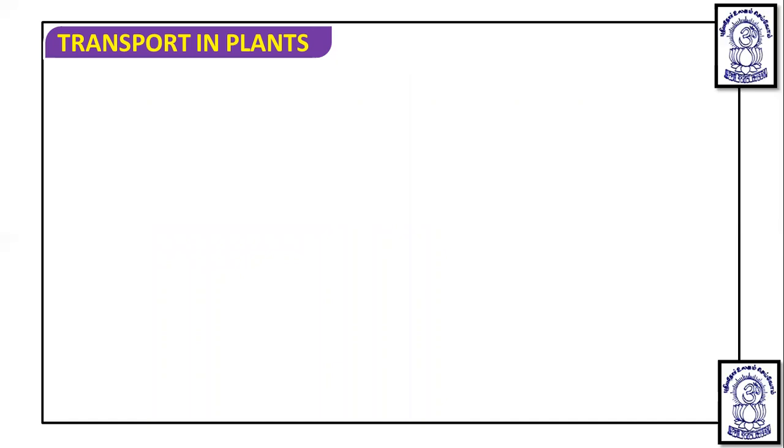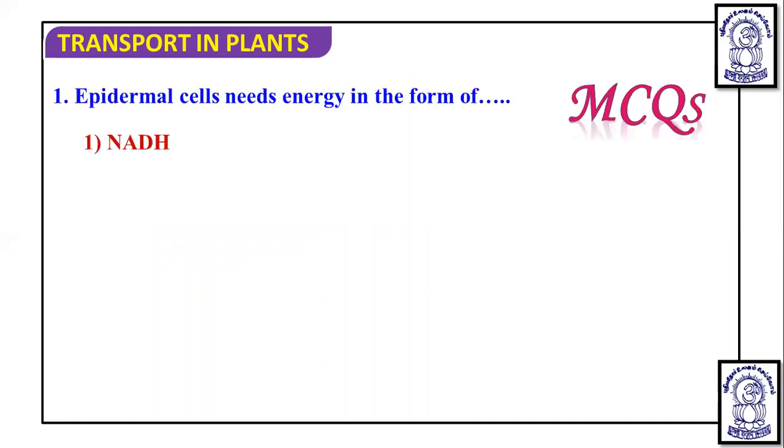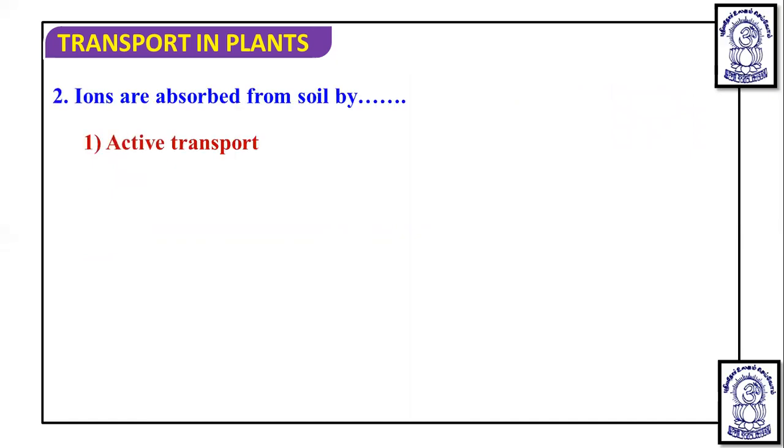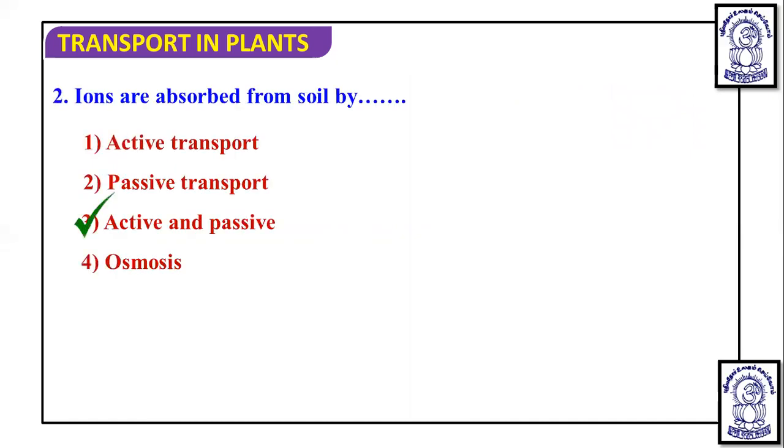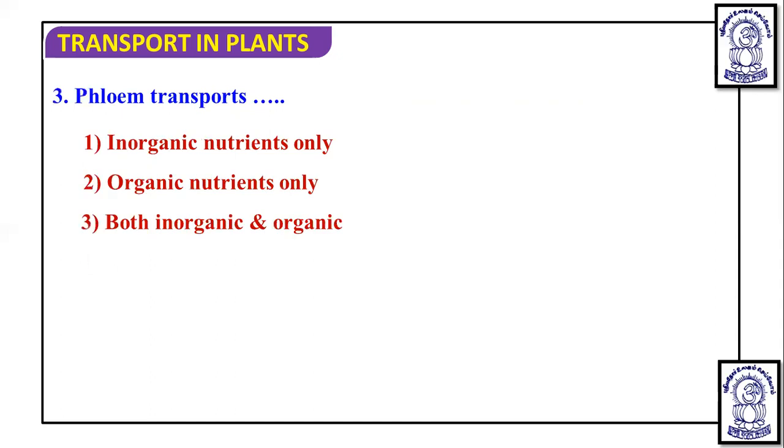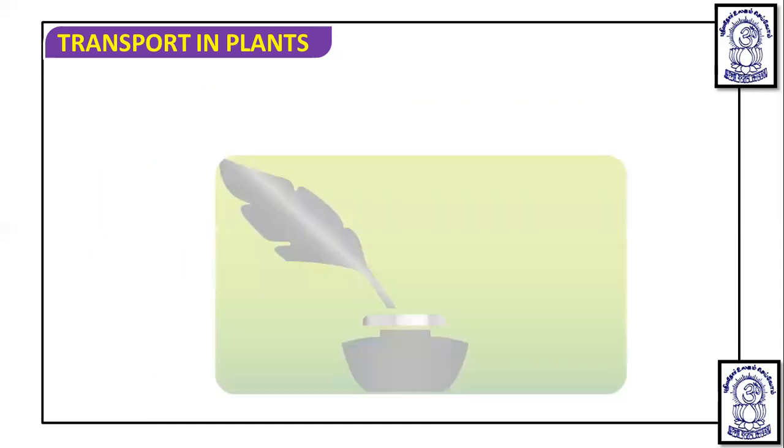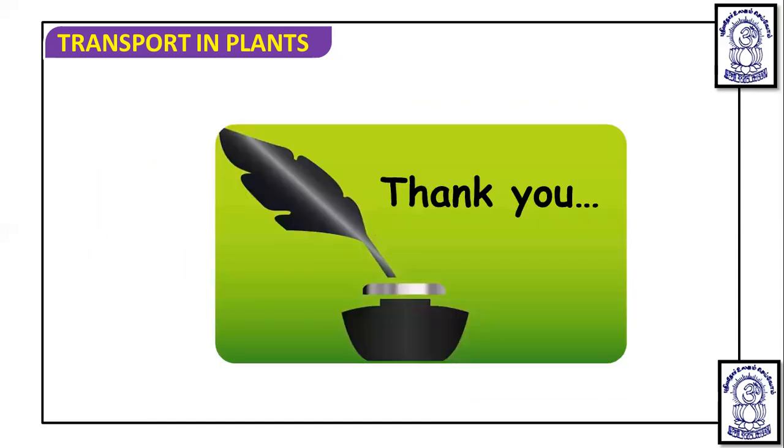Okay, so that is the thing about water, particularly. Epidermal cells need energy in the form of ATP for this. Ions are absorbed from soil by both active and passive transport, but mainly active. Phloem transports both inorganic and organic materials. And that is all about mineral absorption and translocation.